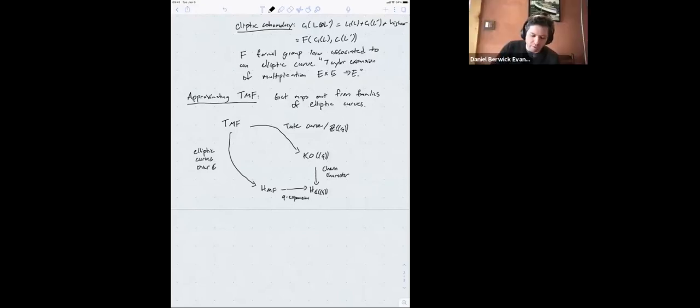Oh, so this is okay. Both of these guys down here are ordinary cohomology theories. So this is ordinary cohomology with coefficients in modular forms.